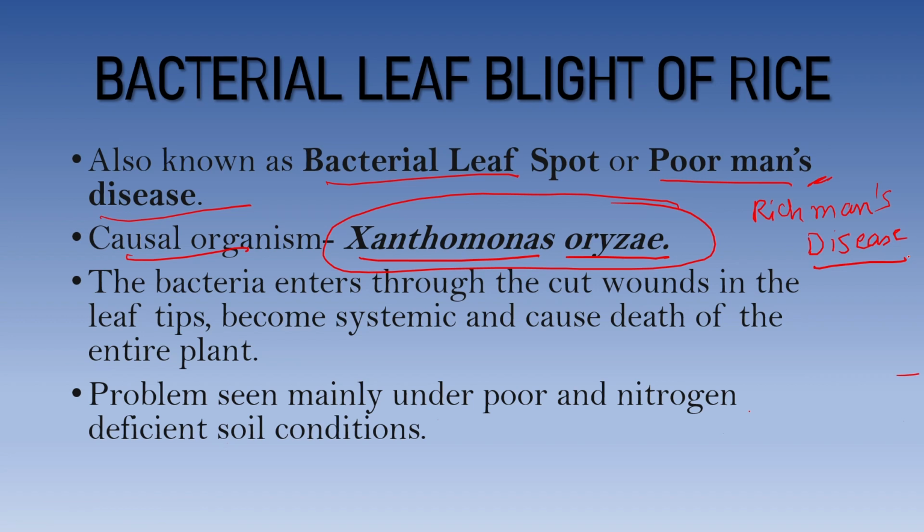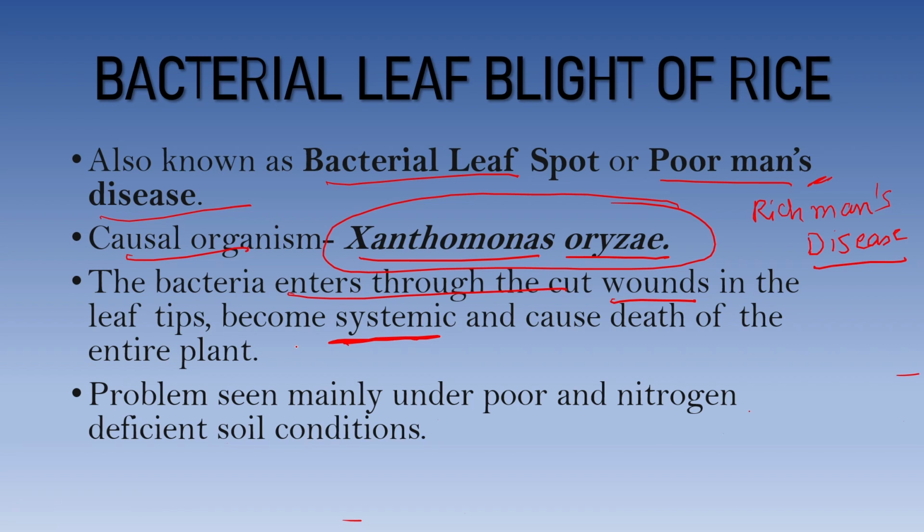in the comments. Next, we see that the bacteria enters through the cut wounds in the tips of the leaves and then it becomes systemic and kills the whole plant. Now we have to see the word systemic over here. And what is systemic?